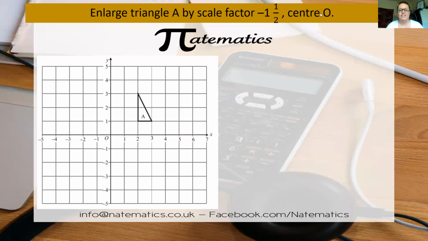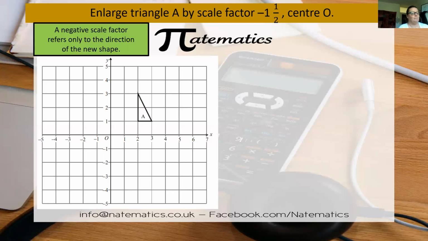Okay, so the question here is, enlarge the shape A, scale factor -1.5, center O. Now, just a reminder, center O is the origin, so 0, 0, where the two axes meet. I'm going to move my thing here briefly. So what I'm going to do then is, just a little reminder of enlargements.